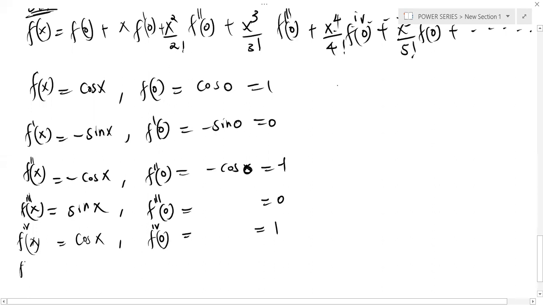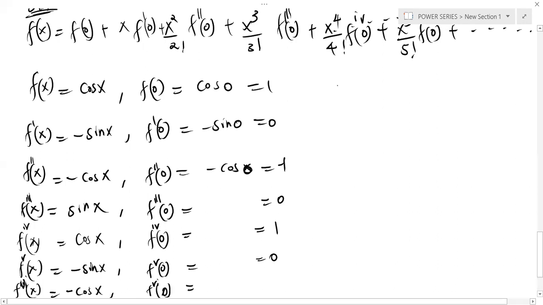So we have 3 terms so far. And then fifth prime of x, differentiating cos x, we get minus sine x. And this f fifth prime of 0 will give us a 0. And then f sixth prime of x, differentiating minus sine x, we get minus cos x. F sixth prime of 0 will give us, if we replace 0 here, minus 1.